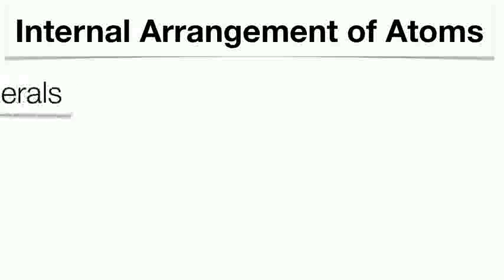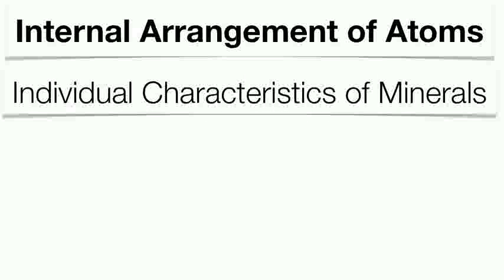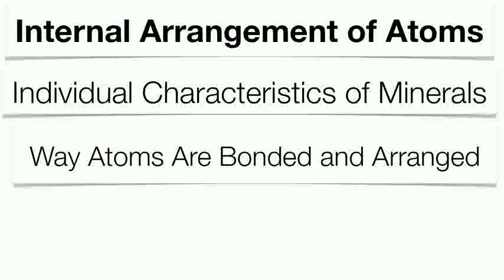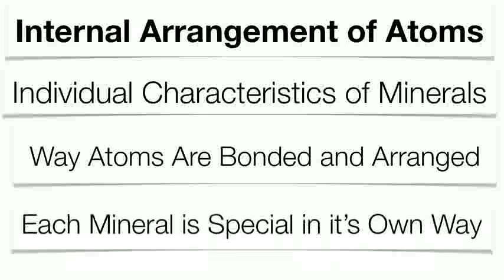So each mineral is special in its own way. Each mineral is going to have its own individual characteristics. Quartz is going to have its own individual characteristics. Pyrite, graphite, fluorite, they're all going to have their own individual characteristics. Very simply because of the way that the atoms have bonded themselves together. We call that the internal arrangement of atoms. So the way that the atoms bond themselves and arrange themselves within a mineral is unique to its own individual mineral. So each mineral has its own special properties, and we call that the internal arrangement of atoms.